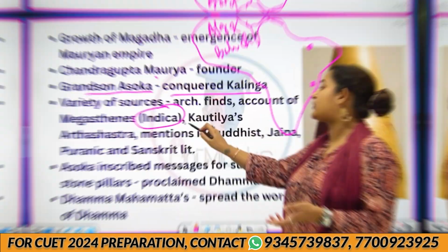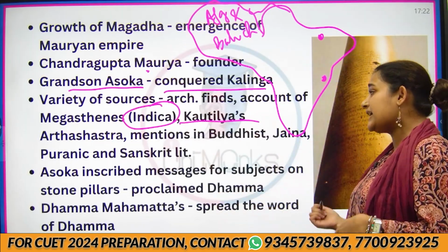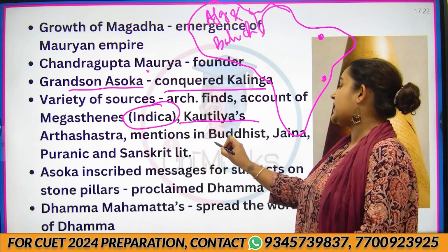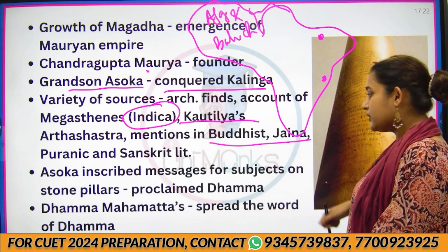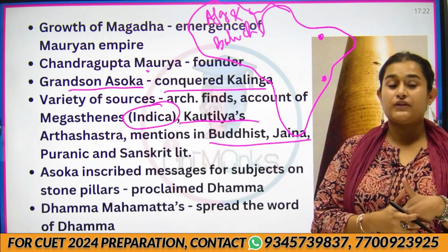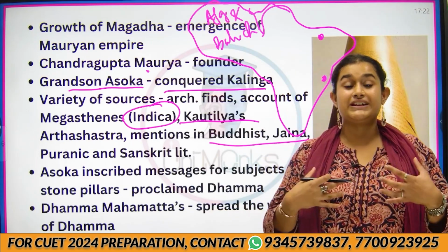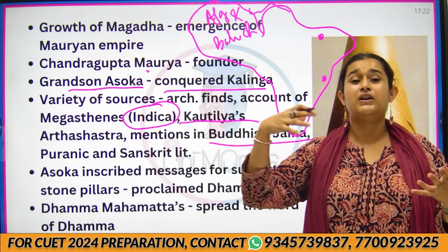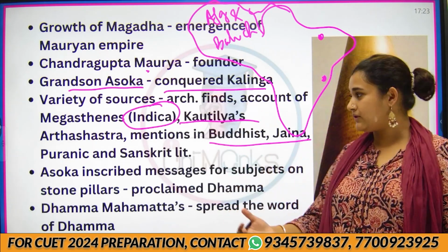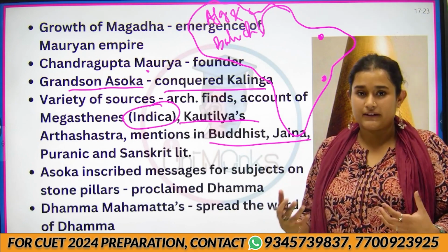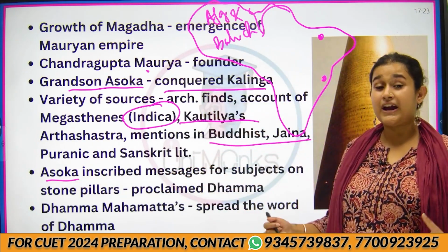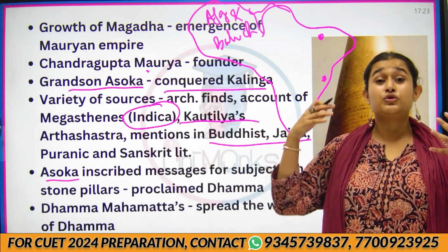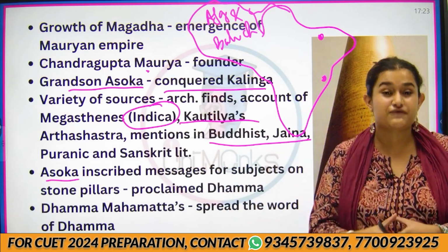Apart from that, we have Kautilya's Arthashastra, and we have mentions of the Mauryans in Buddhist, Jain, Puranic, and Sanskrit literature, okay? Now, after the war of Kalinga, Ashoka was obviously devastated, right? With all the blood and gore that came with it, okay? He was sort of repentant, okay? So Ashoka looked for peace, okay? And he wanted his subjects to do the same, okay? Live in a peaceful society.